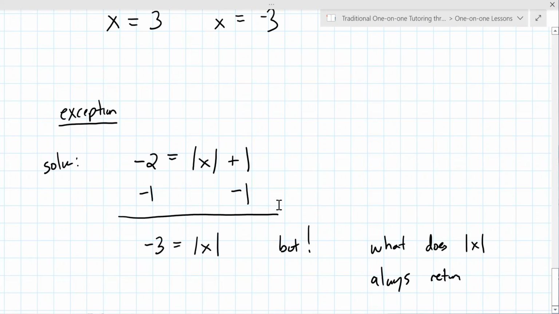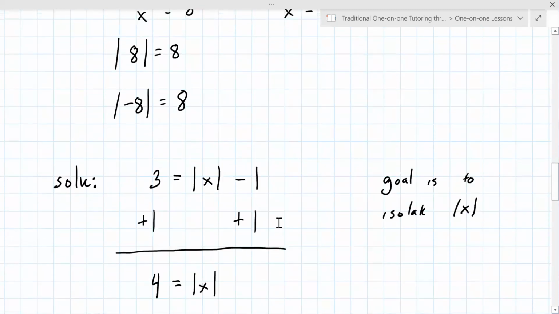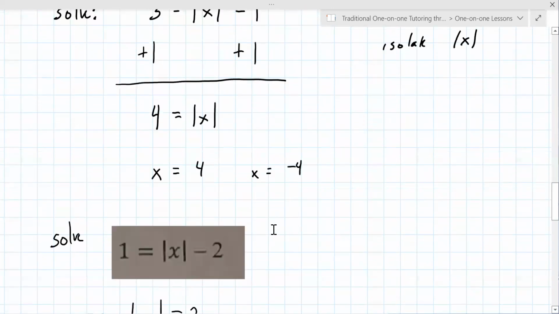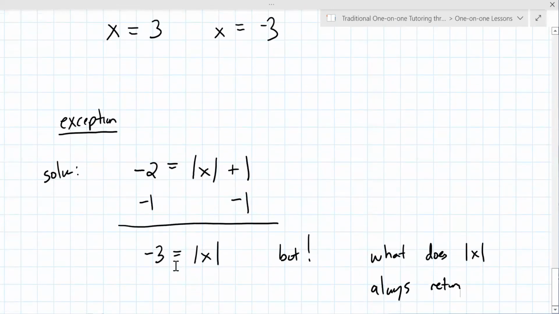It cannot. Now I want to just go back to this graph here. Did these two graphs intersect? No, they do not. The reason is the absolute value graph doesn't intersect a negative number. It can never be negative. So this has no solution. But it's not because of this initial negative. It's because when you solve for absolute value, it's then negative. So if you're supposed to do the absolute value thing and get a negative, you just write no solution. That's right. Write this down too.